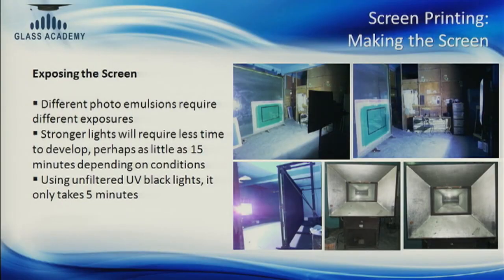In the next process, you put the light onto the frame, and the exposing times will vary according to the patterns and the emulsion that is being used. The lights are normally yellow in color. There are various variations, but essentially you expose the frame with light, and a stronger light will take 15 odd minutes for the screen to expose. There are some UV lights as well, which will speed up the process.